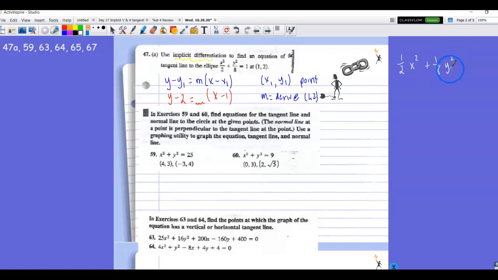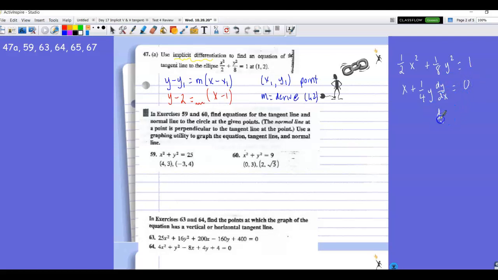Sometimes getting the fraction off, or the denominators from underneath the x squared and y squared, helps students to see what to do better. So when I take the derivative implicitly with respect to x, the derivative of the first term will be x, because 2 times 1/2 is 1, decrease the power by 1, that's just the power rule. And for the second term, 2 times 1/8 is 1/4, decrease the power by 1, and then leave the chain rule, dy/dx. The derivative of 1 is 0.